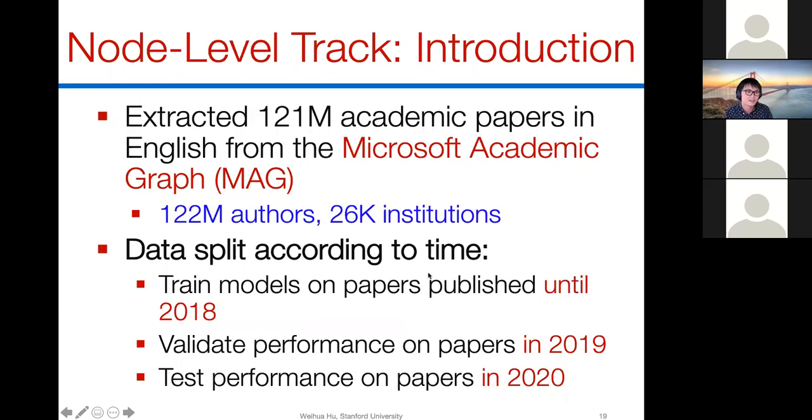And this data is extracted. We extracted 121 million academic papers in English from something called Microsoft Academic Graph, which is open source. And we have 122 million authors and 26 thousand institution nodes. And in terms of data split, we want the users to train models on papers published until 2018, validate the performance based on papers in 2019, and test the model performance on papers in 2020. So this kind of simulates the realistic scenario where we need to make predictions on papers that are newly published.